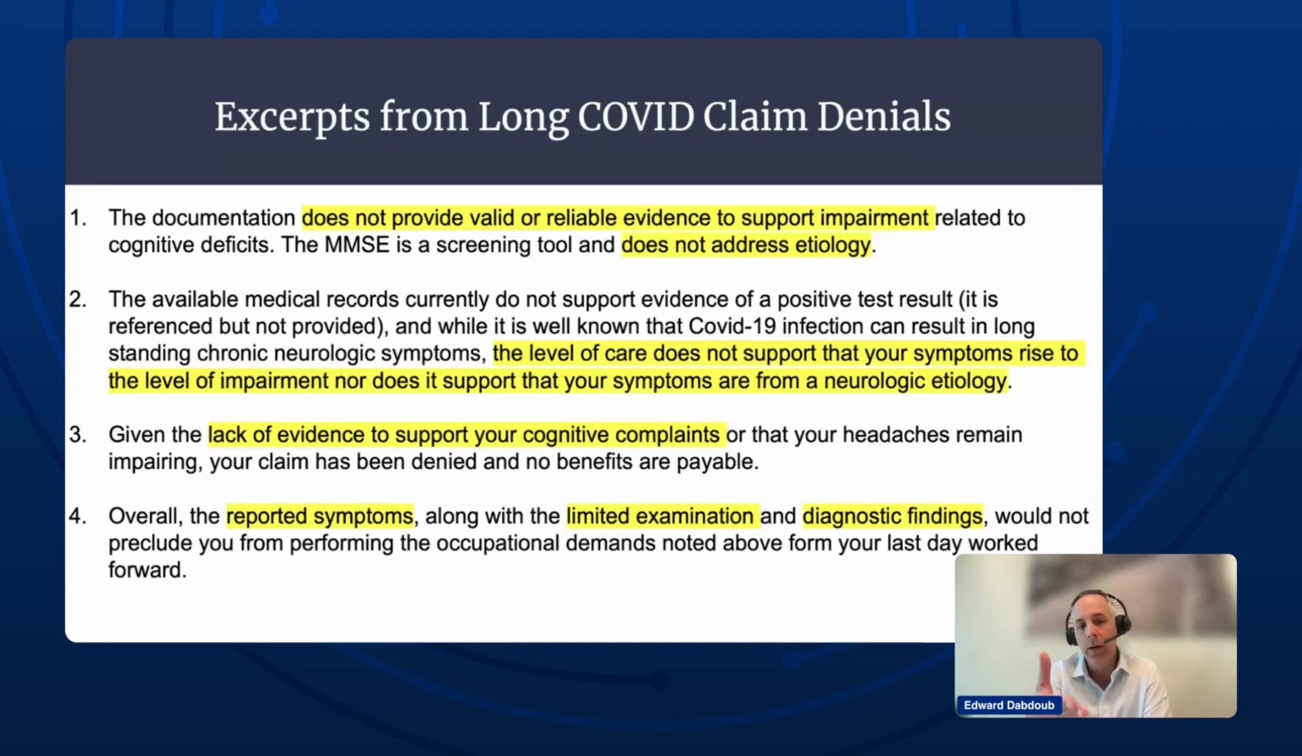Number 4, the reported symptoms, right? That terminology, reported symptoms, it conjures up this perception that it's only self-reports. You have nothing by way of examination or diagnostic findings to confirm these symptoms exist, much less that they exist to a level that causes one to be disabled. So those are some of the typical rationales that we're seeing from all insurance companies when it comes to long COVID claims.